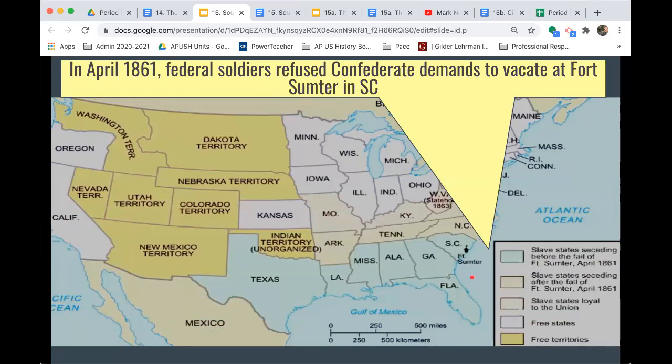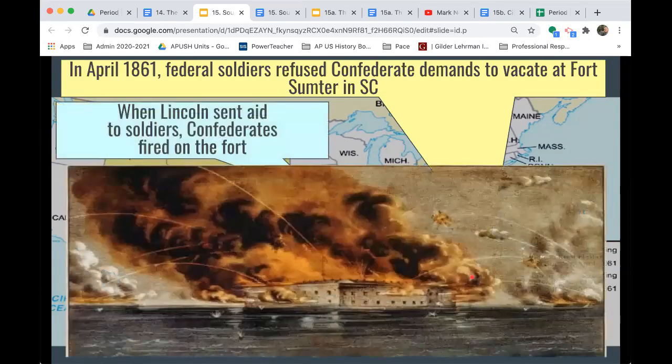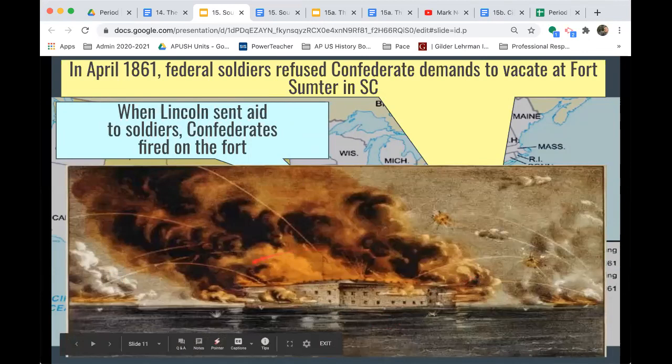South Carolina and the Confederacy refuses to allow that. He sends aid to the soldiers. Confederates open fire on the fort. They shell the fort. They attack the fort from the South Carolina coast. And with that, the war begins with a Confederate victory as the Union then gives up this fort and says, cool, you want the fort? No biggie, but let it be known that you're the ones that started this war, not us.